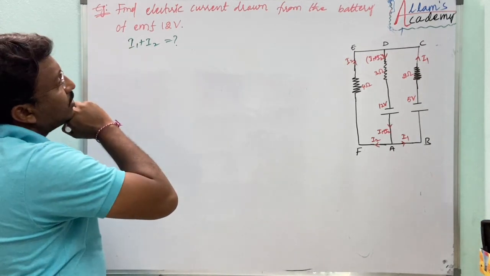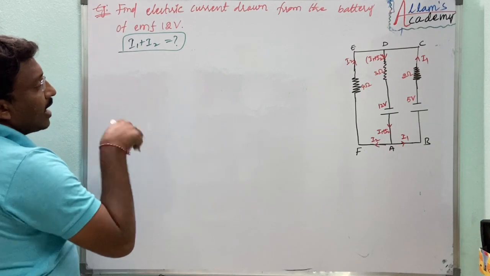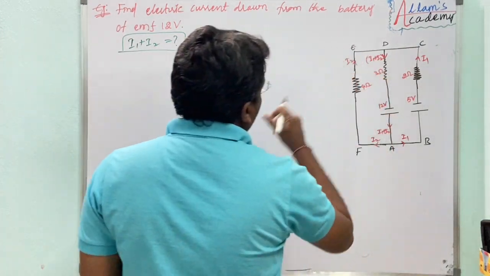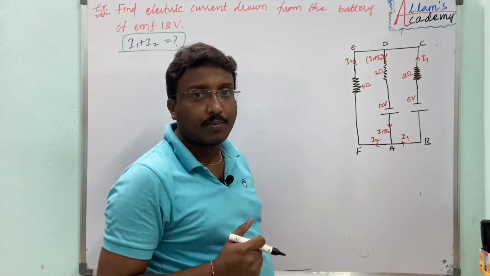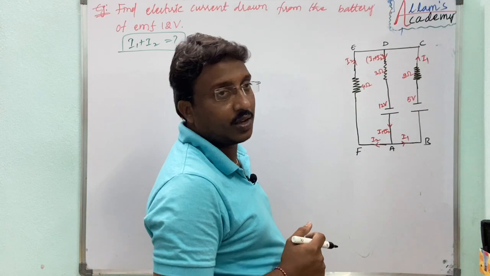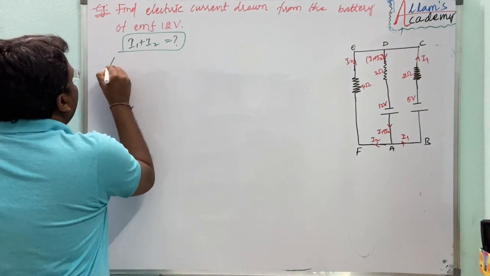To find this, we have to know I1 and I2. So how will we find it? Here we will use the loop law. Which law? Loop law. So here I am taking the first loop.